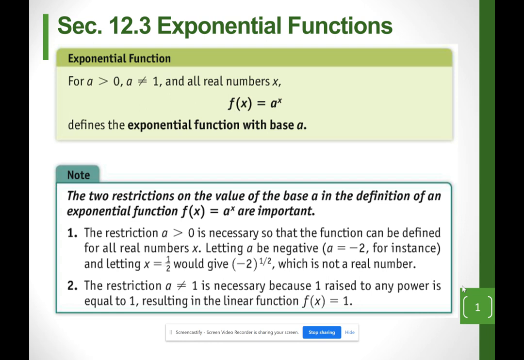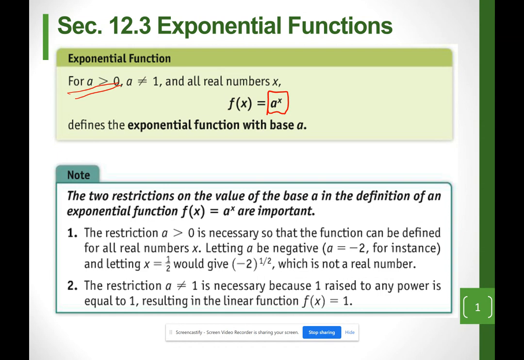Now for 12.3, we're going to be talking about the exponential functions. So we're going to have functions with an exponent. So we're going to say that a to the x. Now, two restrictions. One of them, that the value of a, that number, must be bigger than 0.